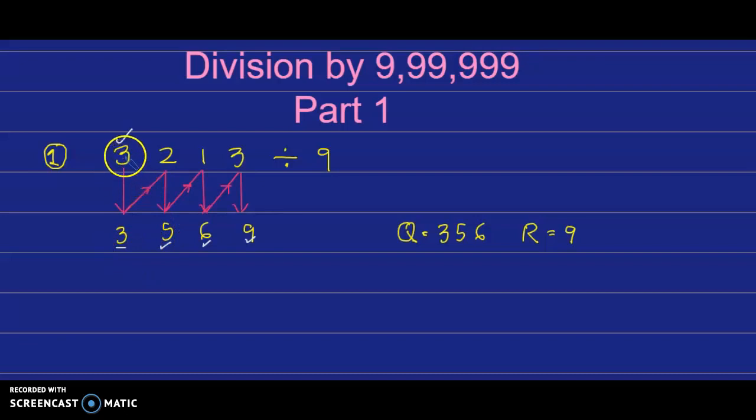Once again, you just need to drop the first digit 3, then add this 3 to the next digit of the dividend, that is 2. 3 plus 2, 5. Then again add 1 to the next digit, 5. So 5 plus 1 is 6, and add 3 to 6 and you get 9. So the last digit is always the remainder and the first 3 digits will be the quotient. So in this particular case our quotient is 356 and remainder is 9.